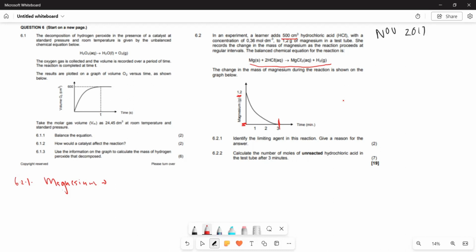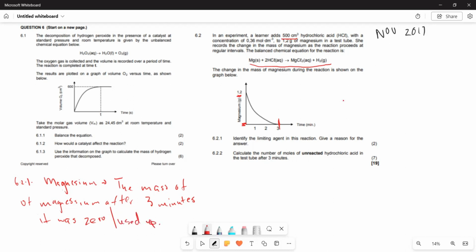Within this particular reaction, right? So this is the reason why we are saying it's the magnesium. The reason is that the mass of magnesium after 3 minutes was 0, or rather you can say it was used up within this particular reaction.